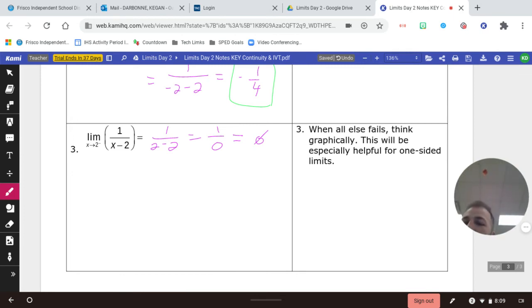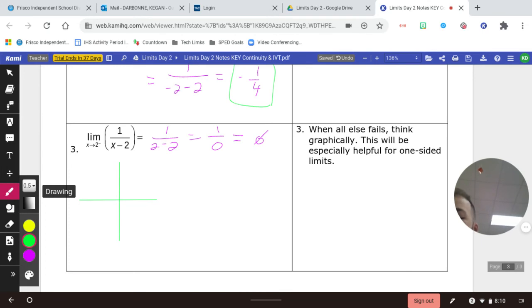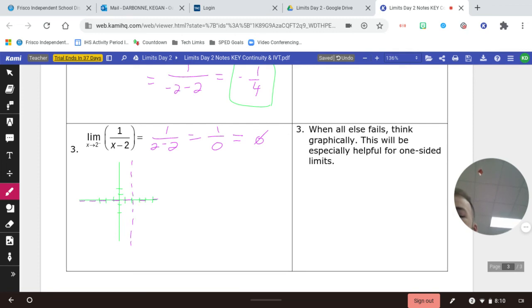So now let's think about what's going on. Well, it's 1 over x minus 2. It's a rational function. If you were to guess what's happening there at 2, well, it's an asymptote. Okay. So to kind of help us out, I'm just going to draw a quick graph. 1, 2, 3, 4, 5. Okay, and this function would have a horizontal asymptote at y equals 0 and a vertical asymptote at x equals 2 from that x minus 2 down here.